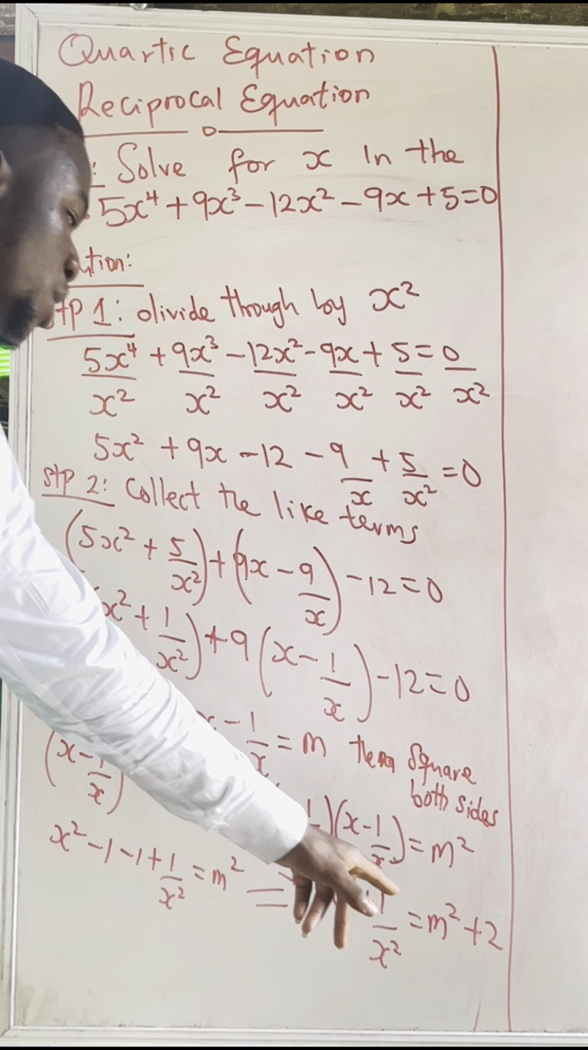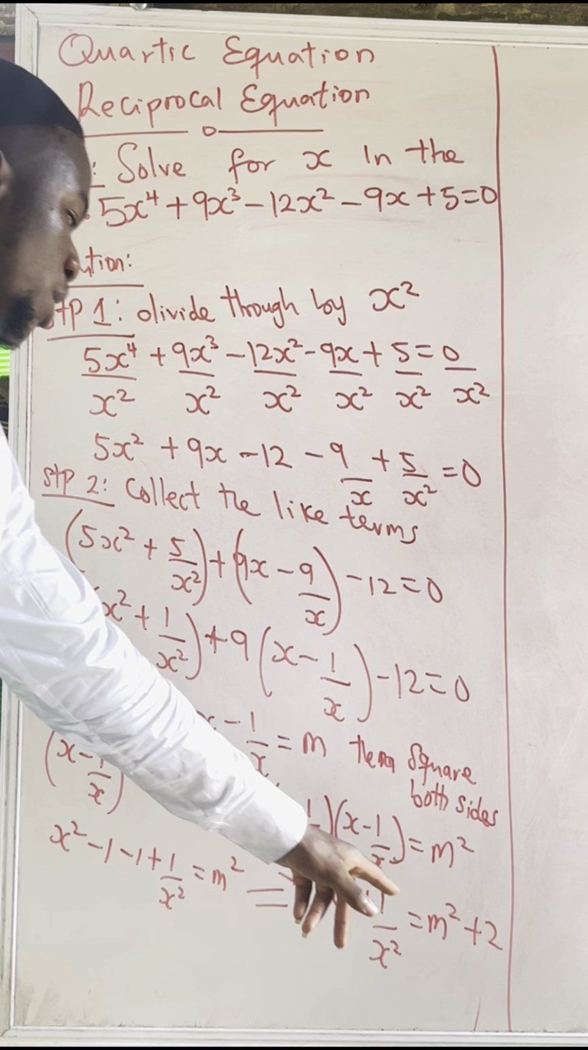Welcome guys. So in this particular video, we are going to be talking about reciprocal equation, where we are going to be having the highest power of x to be 4. So for example, solve for x in the equation 5x raised to the power 4 plus 9x raised to the power 3 minus 12x squared minus 9x plus 5 equals 0.